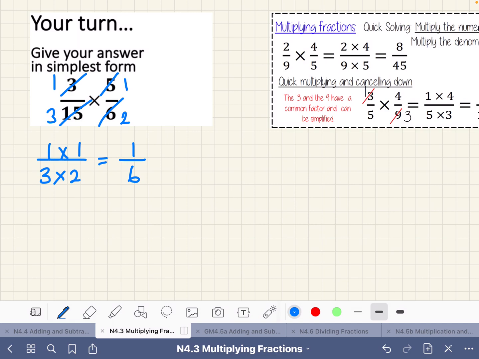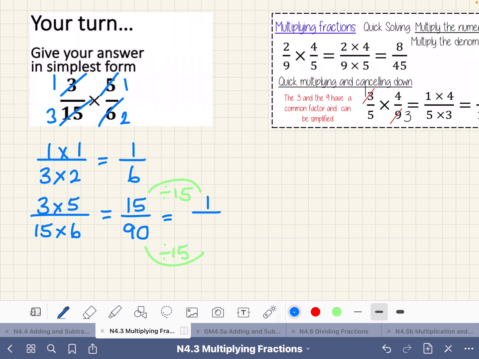If you multiplied across the top first to give yourself 3 times 5 and 15 times 6, you would get an answer of 15 out of 90. This could be cancelled down as 15 goes into itself and it goes into 90, and it would still give you the same answer of 15 divided by 15 is 1, 90 divided by 15 is 6. Same answer, slightly different method.